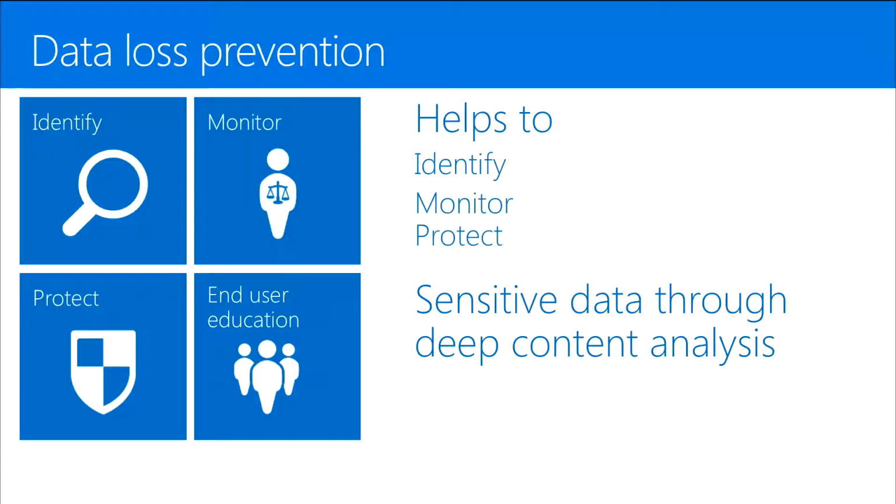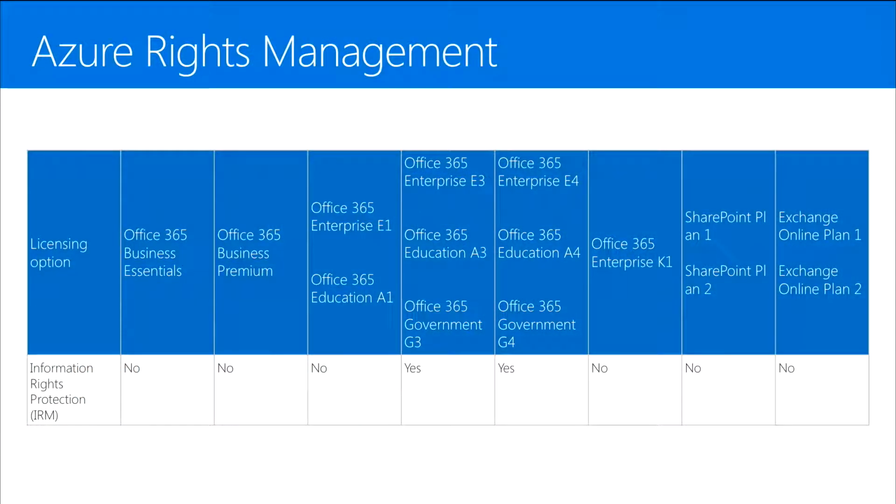So data loss prevention then, going back to the slides, helps us identify potential problems, but it's also ongoing monitoring. And it can be things like sensitive data, so things like credit card numbers or employee numbers. So if I send you an email, the last thing you want is to have somebody's credit card number going out through an email.